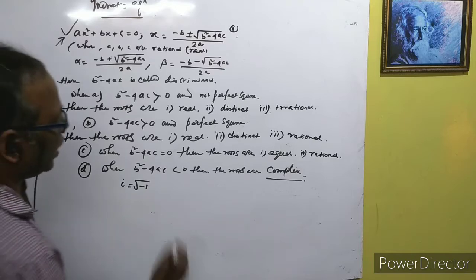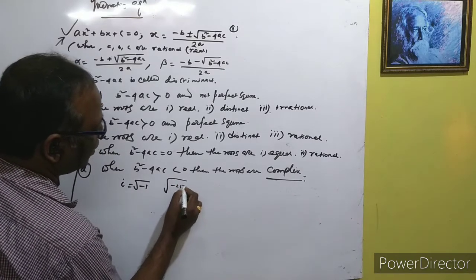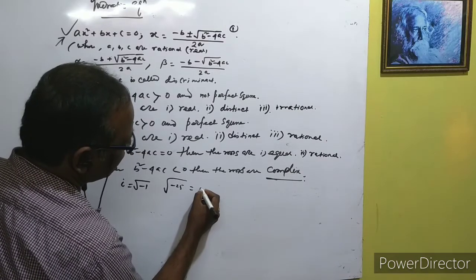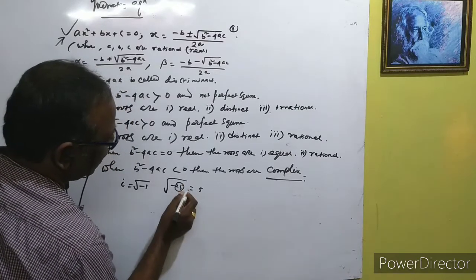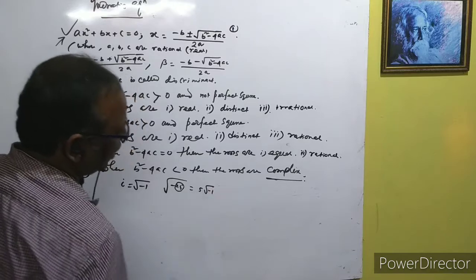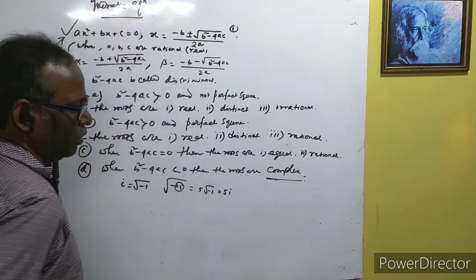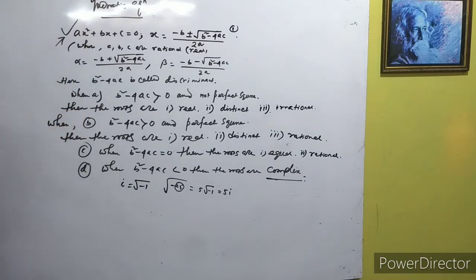If we get root over minus 25, it can be written as root 25, which is 5, and root over minus 1, so we can write 5i. So i is called root over minus 1. This is a discussion about the theory of quadratic equations, and these main four points need to be learned carefully.